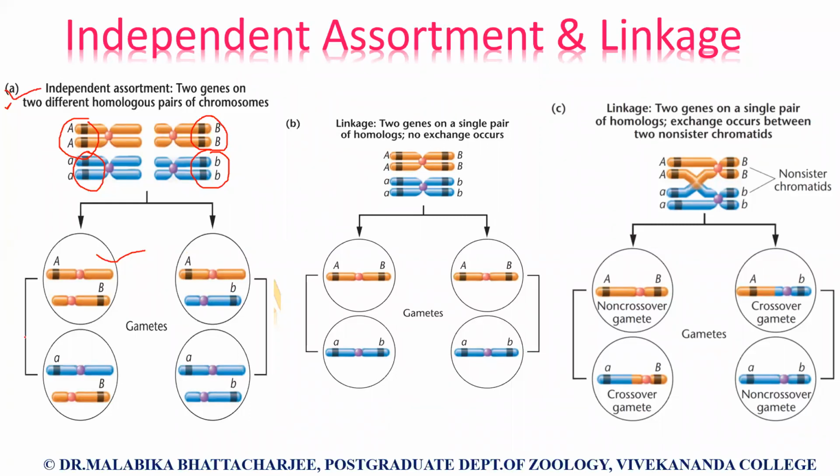So as you can see, when the chromosomes are observed in large number of meiotic events, they are seen to form four genetically different gametes in equal proportion, each containing a different combination of alleles of the two genes. So we see the different combinations of the alleles of the two genes in concern.